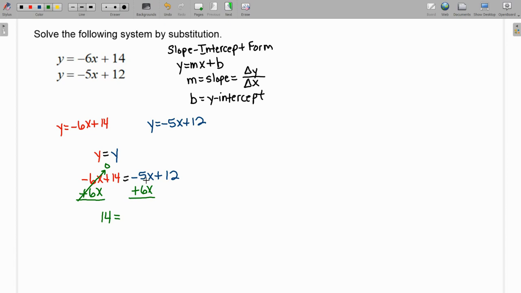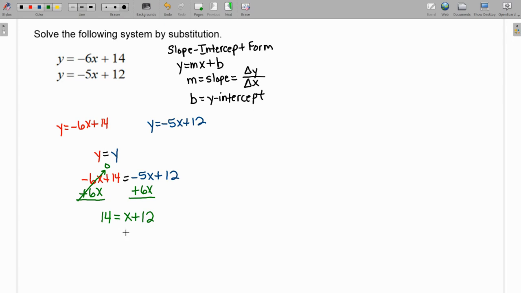Now, when I take a negative 5x and combine it with a positive 6x, that is going to give me either 1x or just plain x. And I still have this plus 12. Now, what you'll see is that I took my negative 6x, my negative 5x, I combined those two terms, and I now have them consolidated on the right-hand side of my equals.